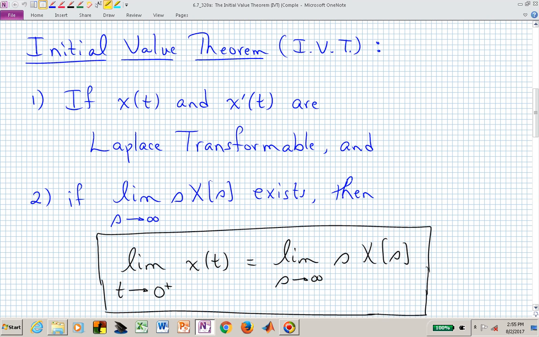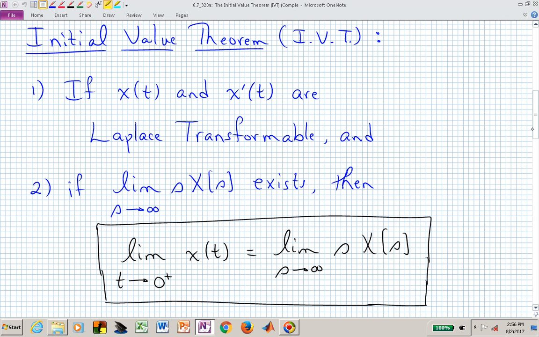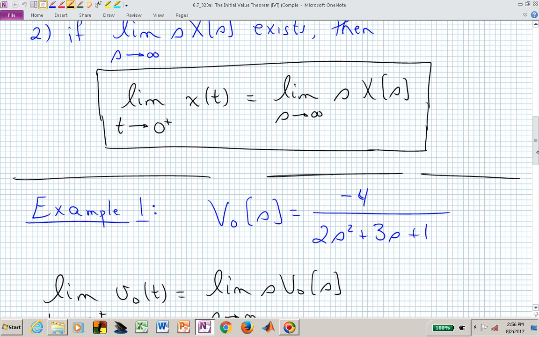Then we can apply the initial value theorem, and that says that the x of t waveform as a function of time, as time approaches the origin, or time t equals 0 from the right, as we go to 0 plus, is equal to the limit as s goes to infinity of s X of s, which we just checked to see if it existed or not in the second condition or constraint on the initial value theorem. Let's look at some examples.